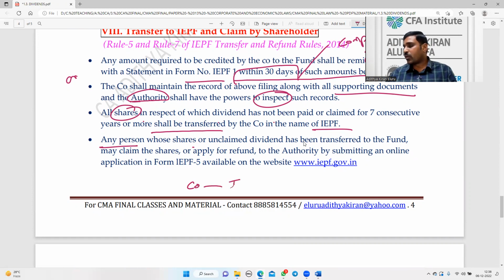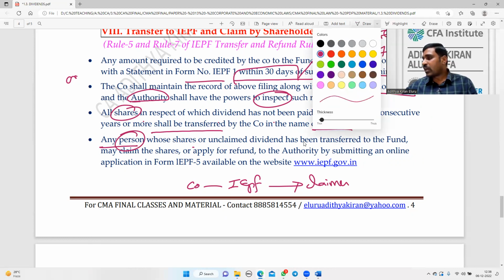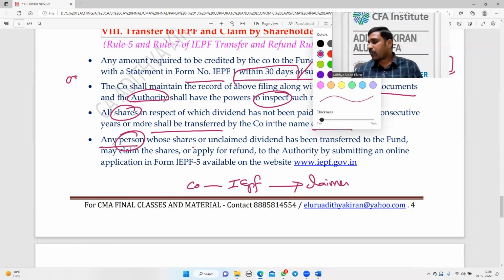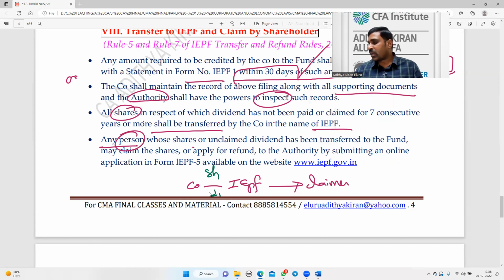So company to IEPF, IEPF to claimant. Who is the claimant? Any person. What will the company transfer to the IEPF? The company will transfer both shares as well as dividend, and the IEPF will also pay the claimant shares as well as dividend. The concerned person can claim from the IEPF.